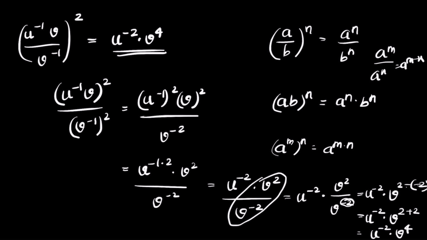So this is the final answer. If you want to further simplify it, you can write a power negative n as 1 by a power n. So you can write v power 4 by u square. This is your final answer if you want to write that as well. So just choose the answer that's in the options, whichever is the closest answer, and write down your final answer.